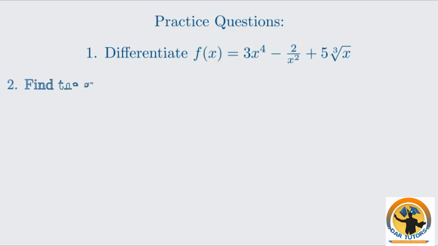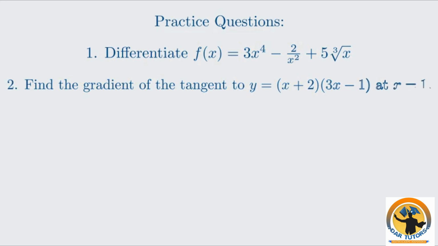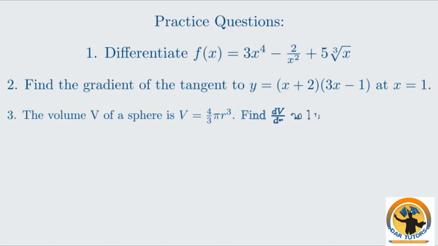Question 2. Find the gradient of the tangent to the curve y equals the quantity x plus 2 times the quantity 3x minus 1 at the point where x equals 1. Question 3. The volume V of a sphere is given by V equals 4/3 pi r cubed. Find the rate of change of the volume with respect to the radius, dV/dr, and interpret its meaning.